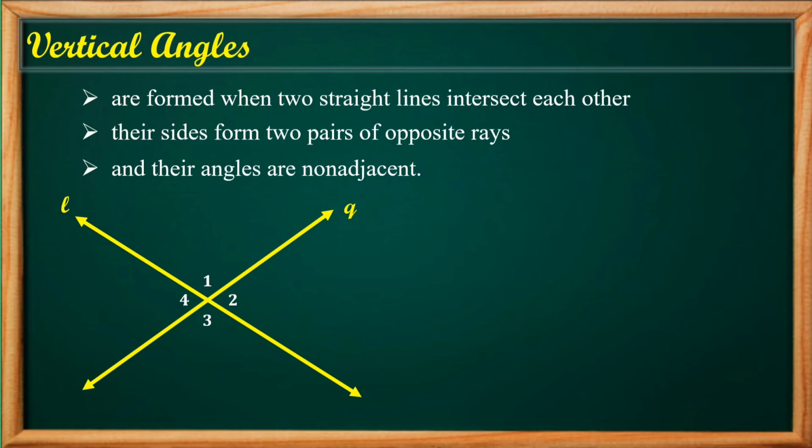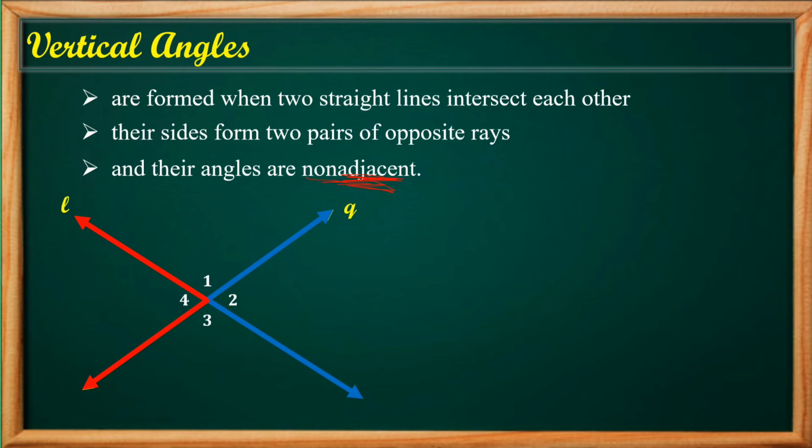Okay, that is for the vertical angles. O tandaan natin always yan, non-adjacent. Ibig sabihin, walang common sides. Although they have a common vertex, they don't have a common side. Okay, let's check. Now, line L, that is the opposite rays. For line Q, those are the opposite rays.